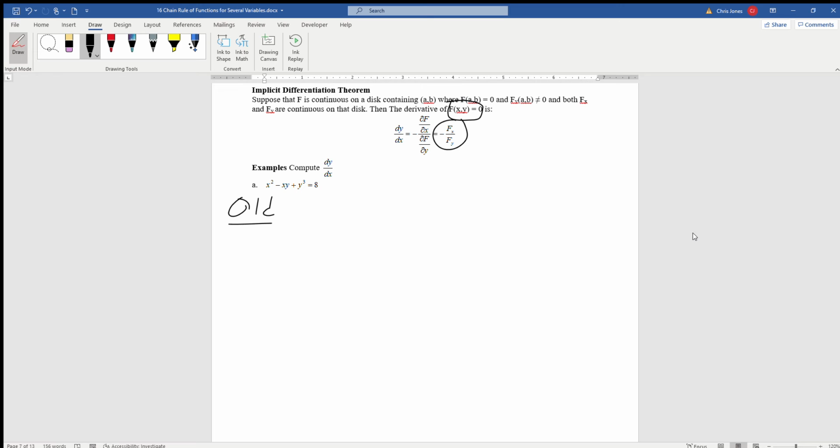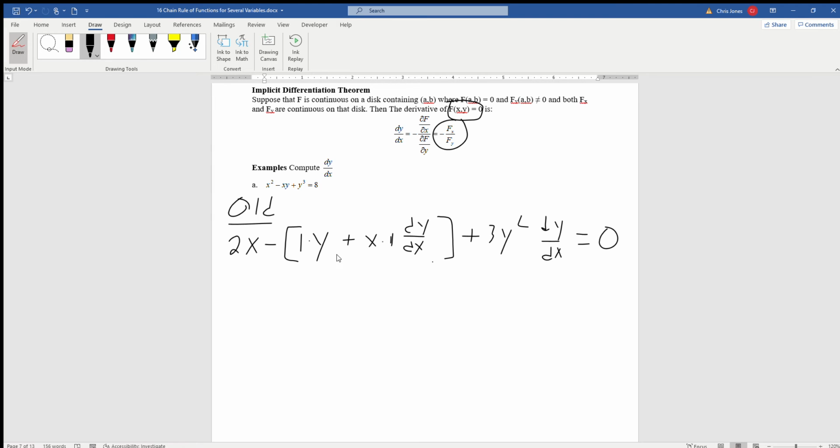All right, so the old way of doing this: the derivative of x squared is 2x. The derivative of negative xy is a product rule, because we have a function of x and a function of y. So we're going to have the derivative of x is 1 times y, and then the derivative of y is going to be 1, but then we multiply by dy dx. The derivative of y cubed is 3y squared dy dx. The derivative of 8 is 0.